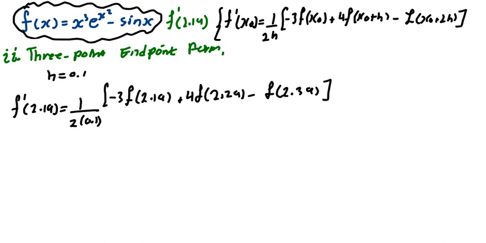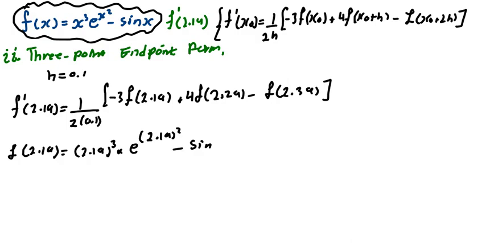Remember to say our f, did we do, no, actually this one we didn't do. It's only this one that we did. So if you do your substitution, if you say f of 2.19, it will be equal to 2.19 to the power 3 multiplied by e to the power 2.19 squared minus sine 2.19, like that.